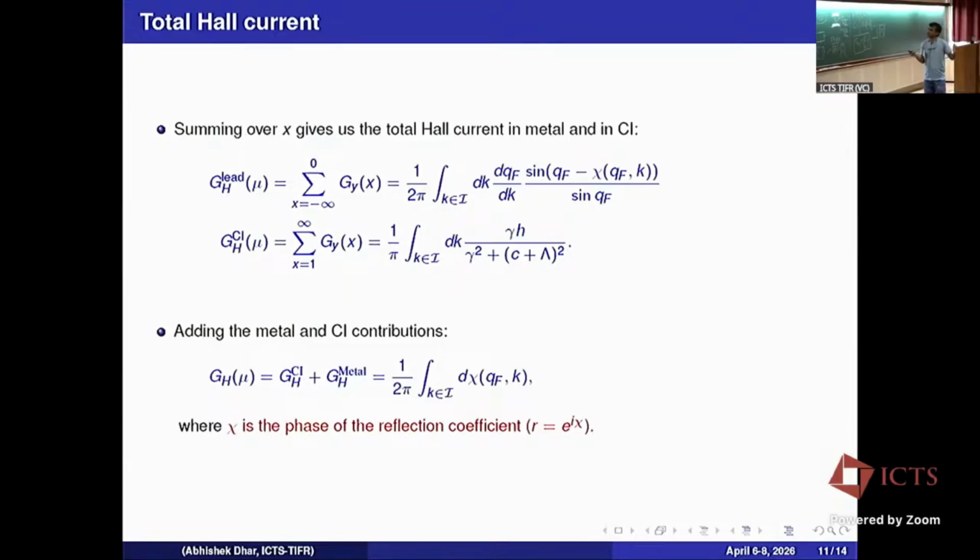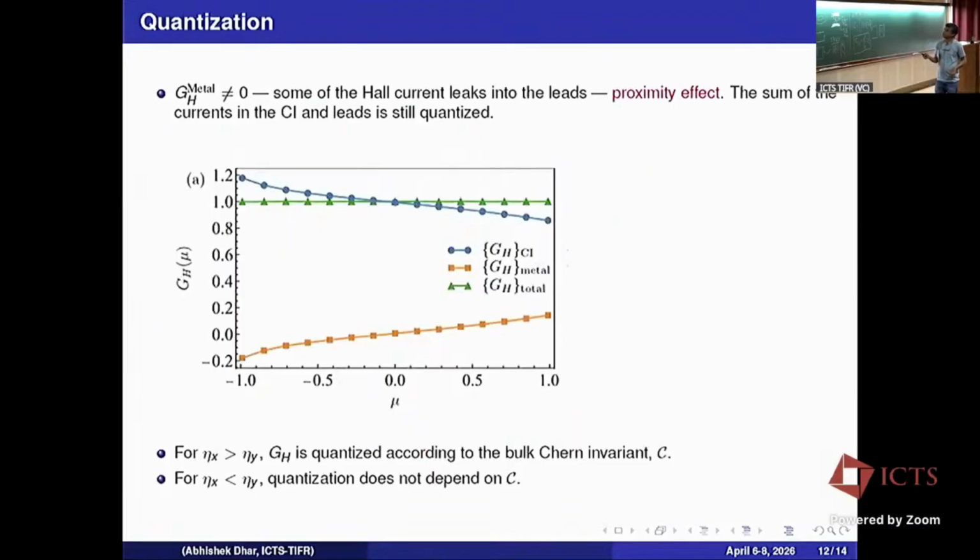Then you can integrate over all the currents and find the total Hall current generated in the entire system, in the leads plus in the metal. What we find at the end, quite miraculously, is that it's a total derivative, and it just depends on the phase of the incident beam. Maybe I'll just end here. Individually the metal and Chern insulator are not quantized, but when you add them, it's perfectly quantized.